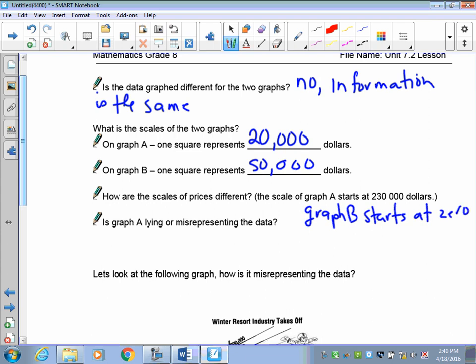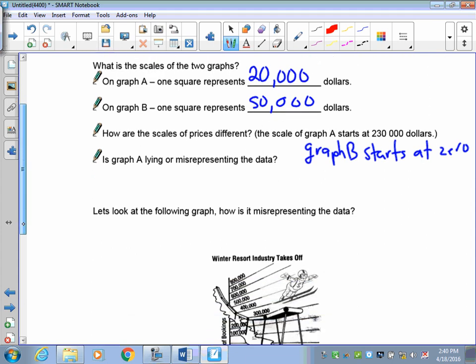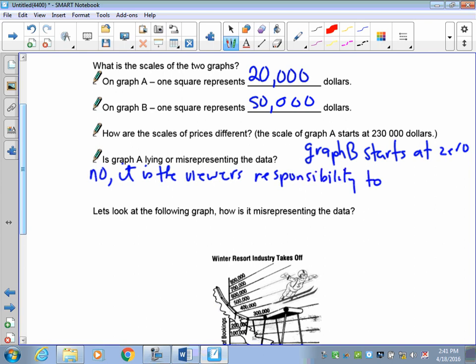Okay. So is graph A lying? No, it's not. Even though it may seem so, they're not lying. It's the viewer's responsibility to recognize what is being done.